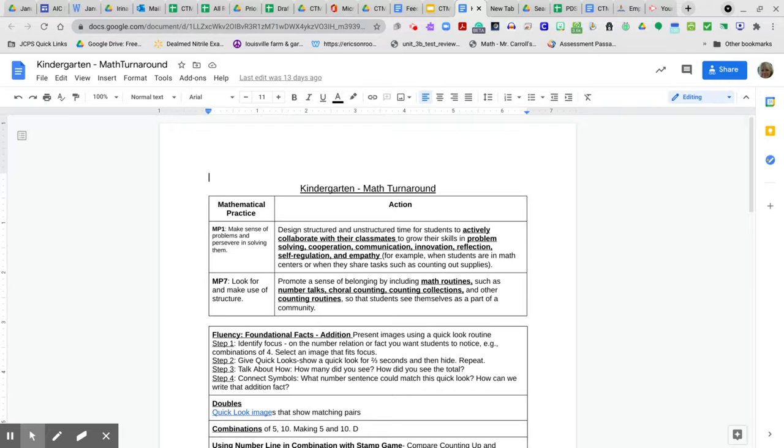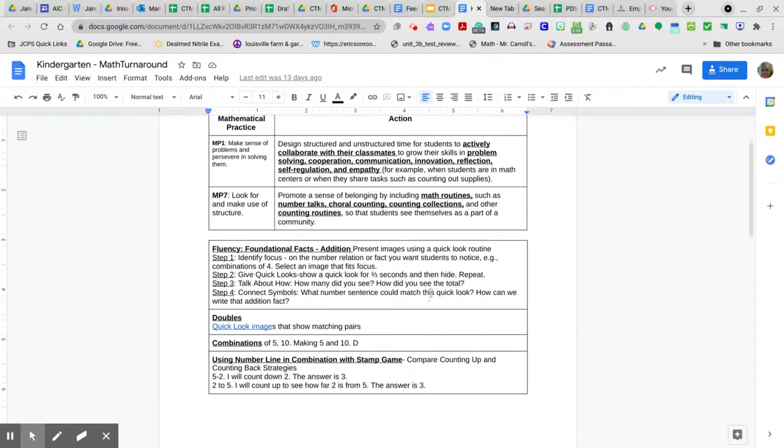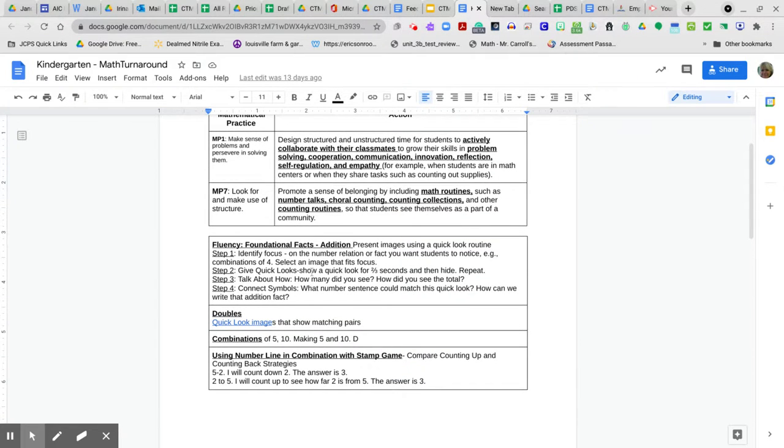So you'll have those mathematical practices coming at you, and then there will be an action, where and kind of how. Underneath that is a section called Fluency Foundational Facts. And in kindergarten, fluency foundational facts have to do with addition: present images using a quick look routine, and there's steps on how to do that. And then down below, they suggest that you use doubles.